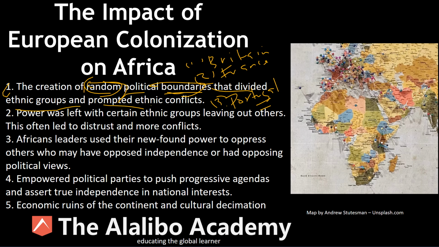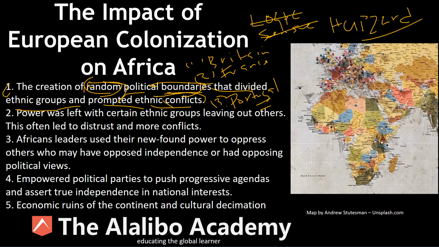that divided ethnic groups and prompted ethnic conflict. And this is a very important point here because it really divided communities and divided ethnic groups. You can see the boundaries on the map here. You can see the boundaries are very arbitrary. No logic to the boundary division, no sense whatsoever. It's haphazard. That's what it was, haphazard.